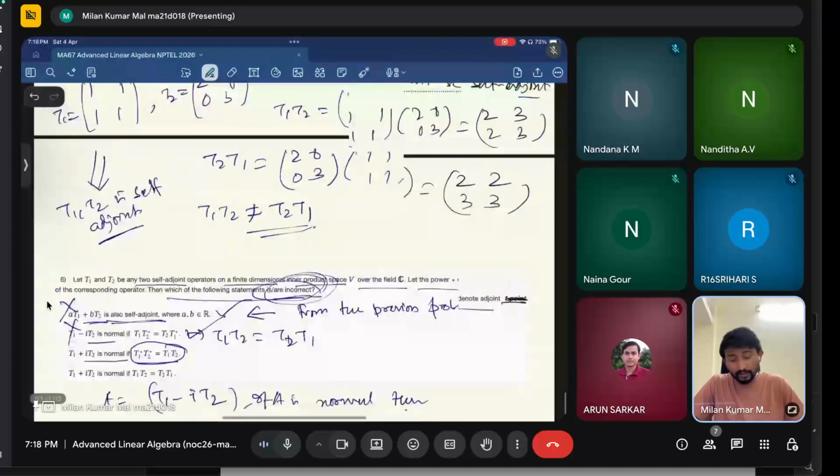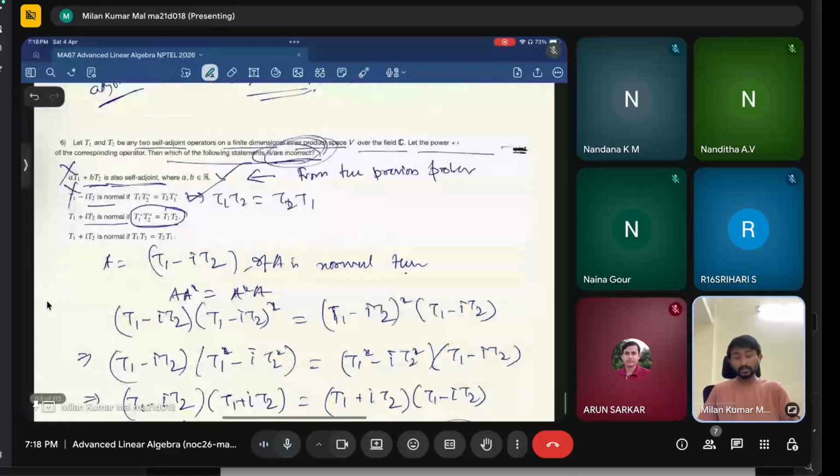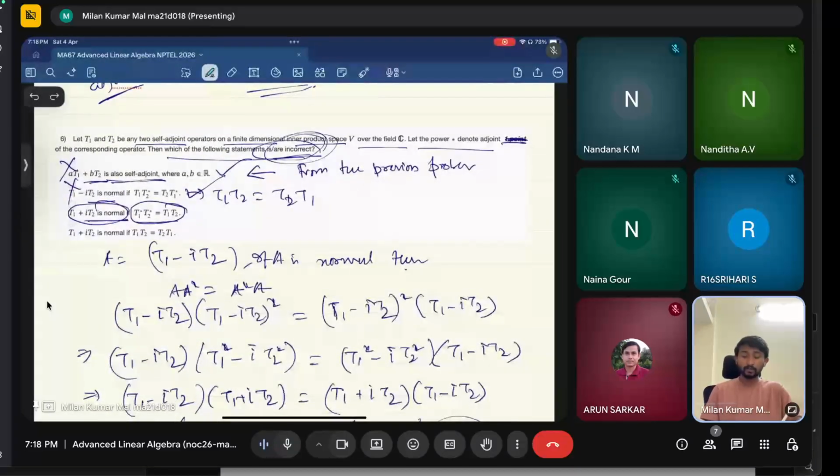That will give the answer, because here in the questions, option 3 and option 4 ask about the normal property of T1 plus iT2, and that happens whenever T1 T2 equals T2 T1, that we know. But this option is nothing. This option just says that T1 T2 equals T1 T2. That's not saying anything else. But we need that fact, T1 T2 has to equal T2 T1.